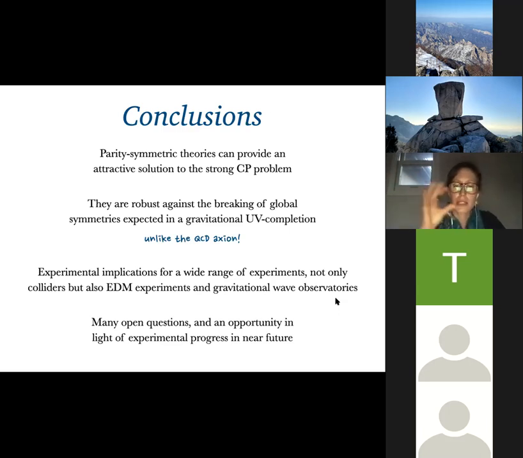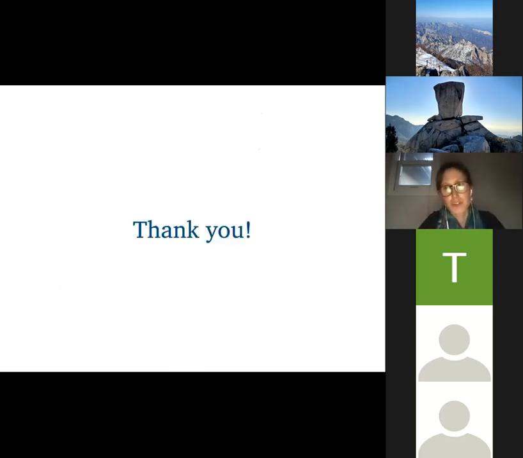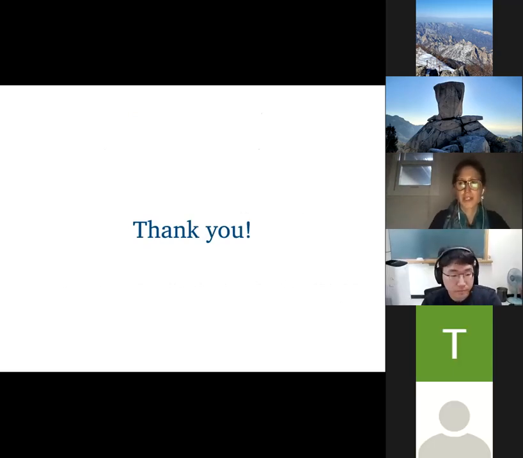And compared to other solutions to the strong CP problem, like the QCD axion again, I would say that these theories have been relatively underexplored and there are still many open questions, again, especially the question of UV completion, but it is also a timely opportunity given the progress that we are going to see in all of these experiments in the relatively near future. So thank you. I'm sorry for going over time.